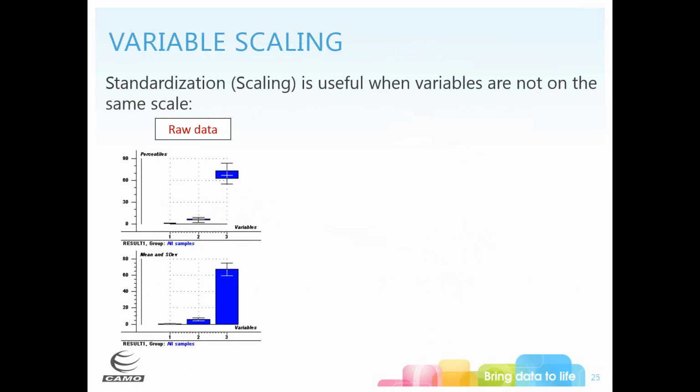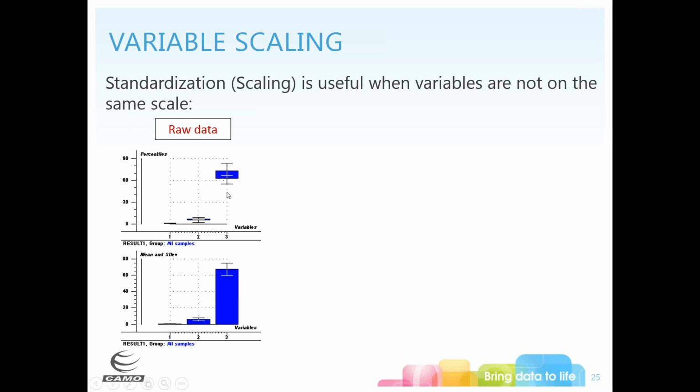One thing we may need to do, if we're working with disparate types of data streams, say for example the pH and temperature, things like that that are on very different scales, is standardize them.